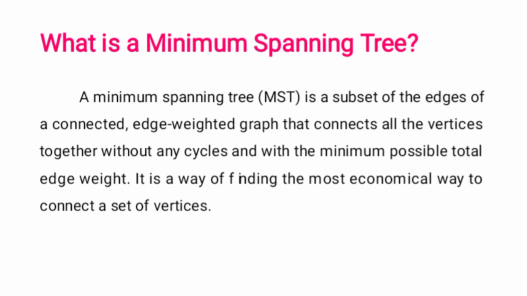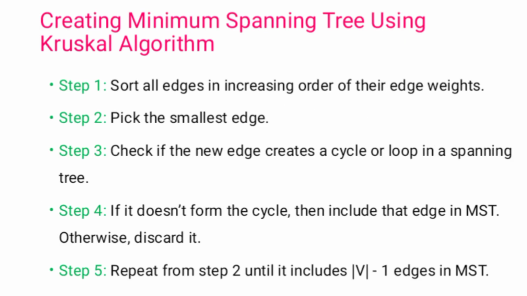A minimum spanning tree is a subset of the edges of a connected edge-weighted graph that connects all the vertices together without any cycles and with the minimum possible total edge weight. It is a way of finding the most economical way to connect a set of vertices.